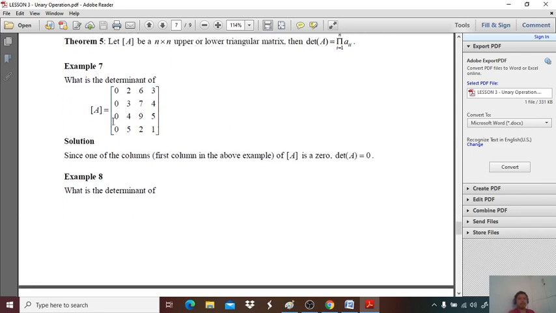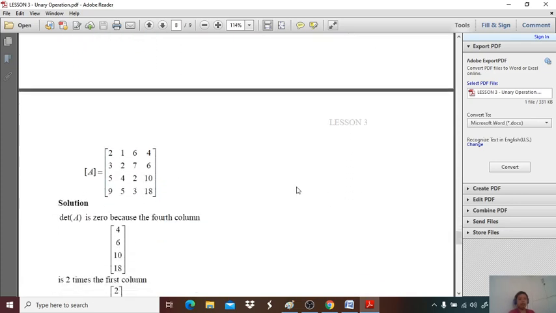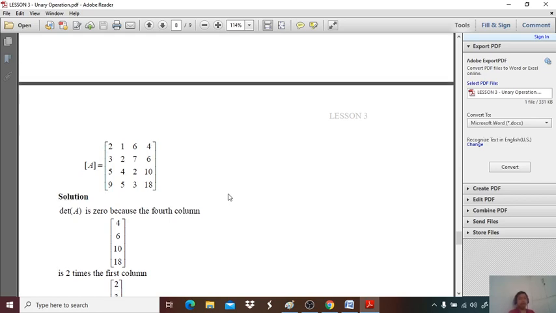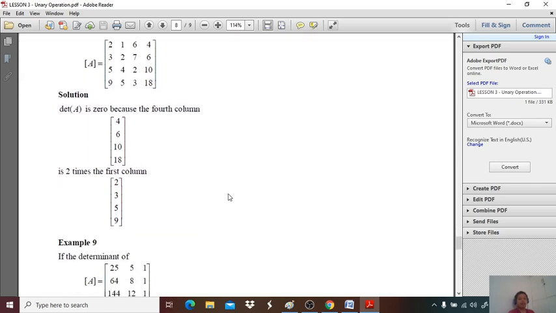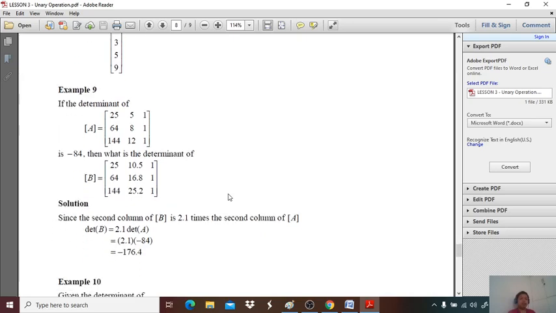What is the determinant of this? Since we have a column of 0, the determinant is 0. Same here: columns 1 and 4 are proportional, so the determinant is 0. If the determinant of A is negative 84, then what is the determinant of this?